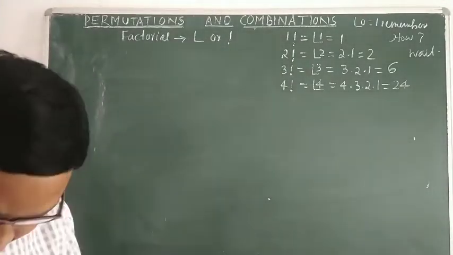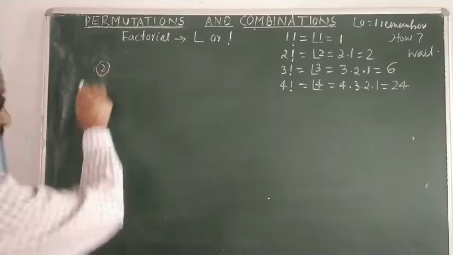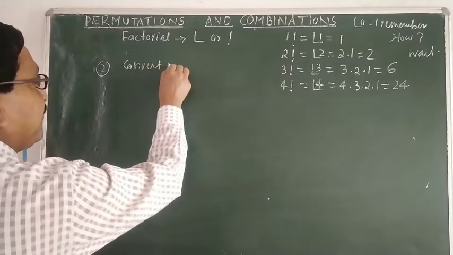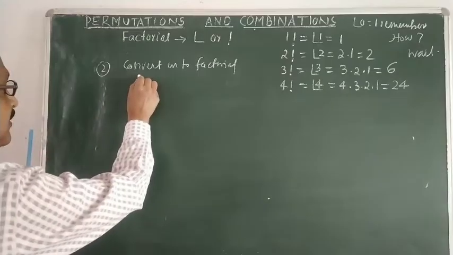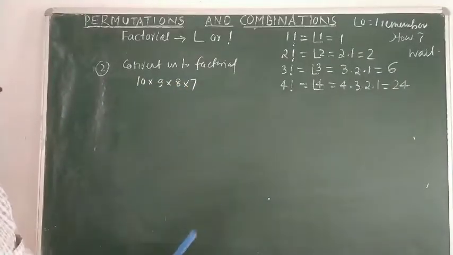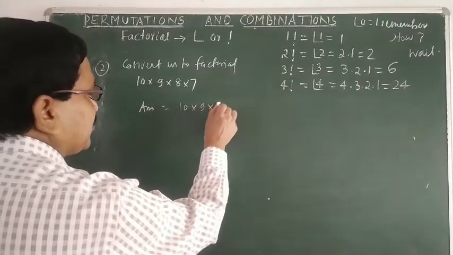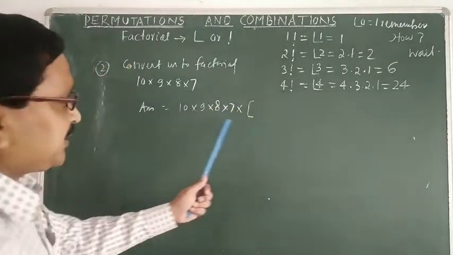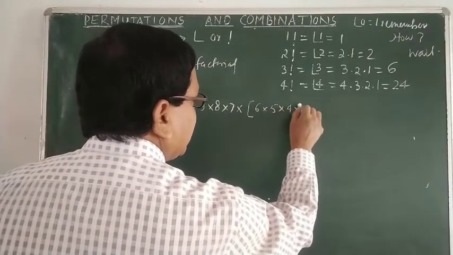Now moving towards the further problems of the book: convert into factorial. This is the second question of your book. The problem is 10 into 9 into 8 into 7. So you have to convert it to factorial. So let us start. This is 10 into 9 into 8 into 7. Now continue it up to 1, so 6 into 5 into 4 into 3 into 2 into 1.